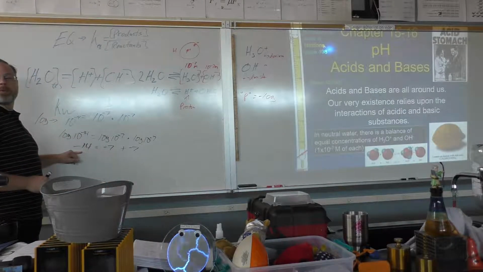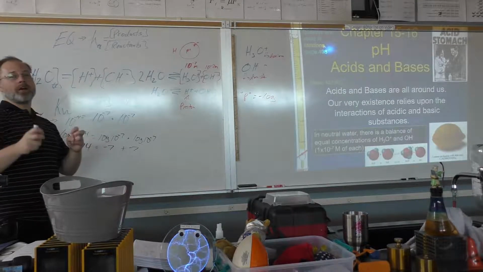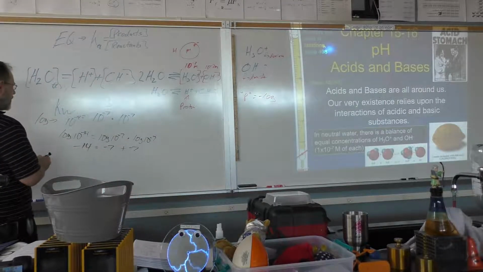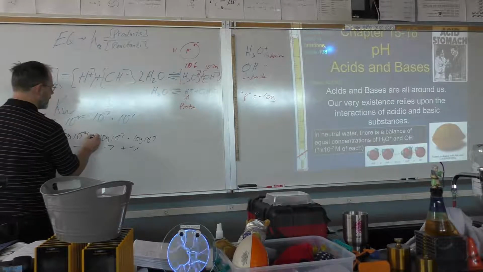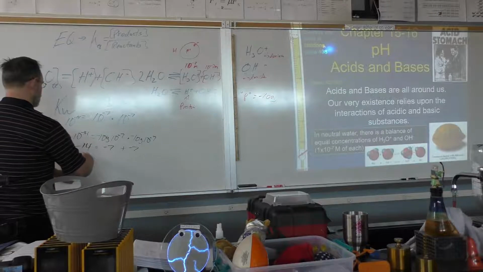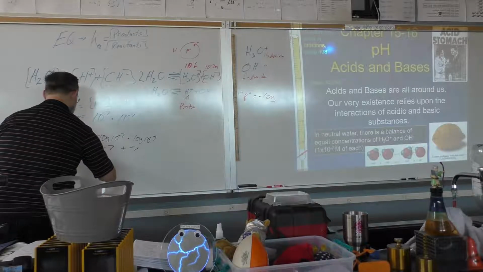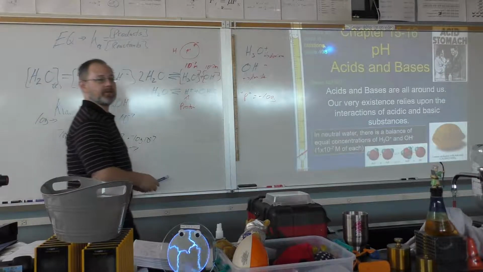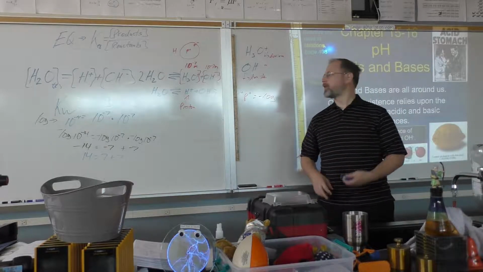So, does this make sense, what we just did? Now, P is not logarithm, P is the negative logarithm. So if I take the negative logarithm of this, and this, and this, it becomes not negative 14, but 14. And this becomes not negative 7, but 7. Did you know 14 equals 7 plus 7?